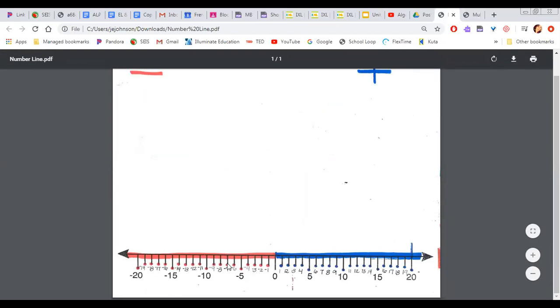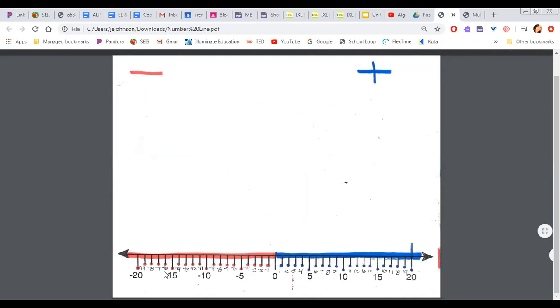So I have negative 8 over here, and I'm minusing 8. So am I going to the right or to the left? To the left. Okay, 8 times. That's a change. So 1, 2, 3, 4, 5, 6, 7, 8. Negative 16. Yes. So thank you.